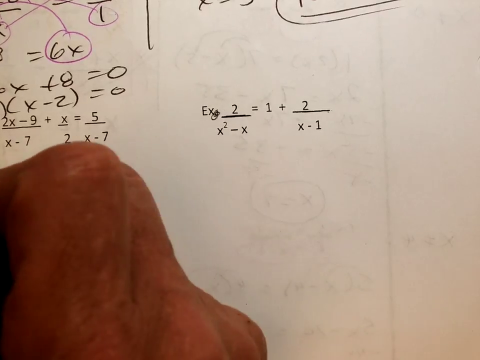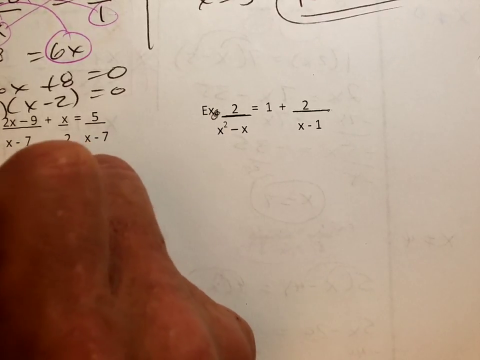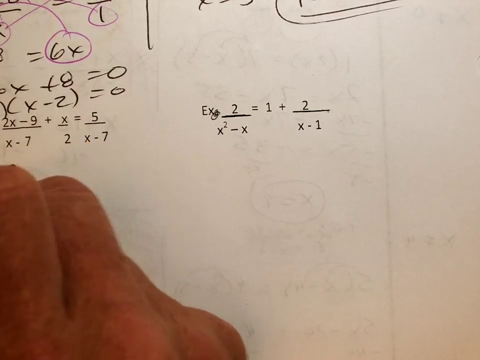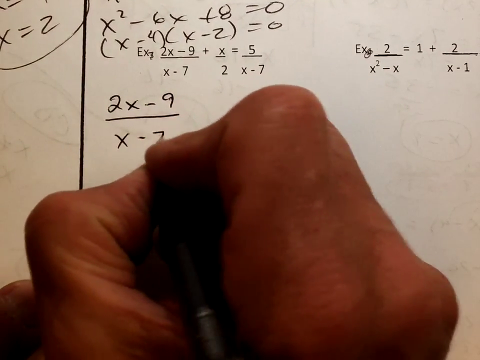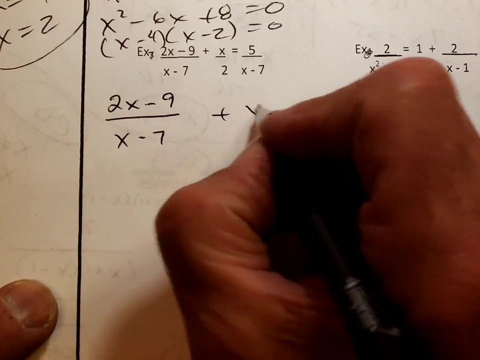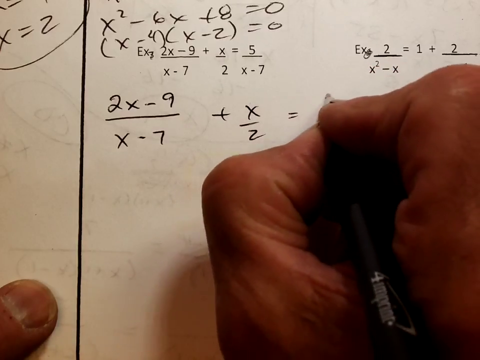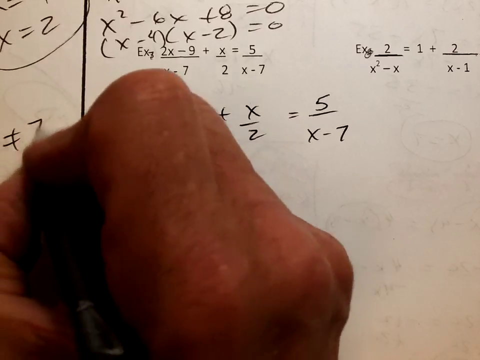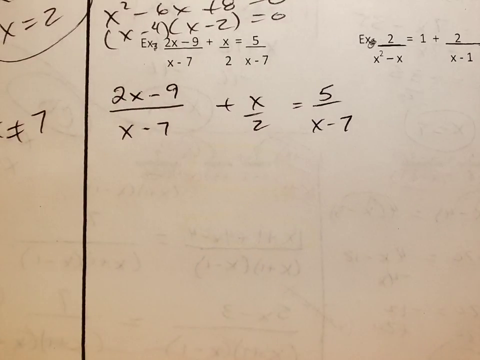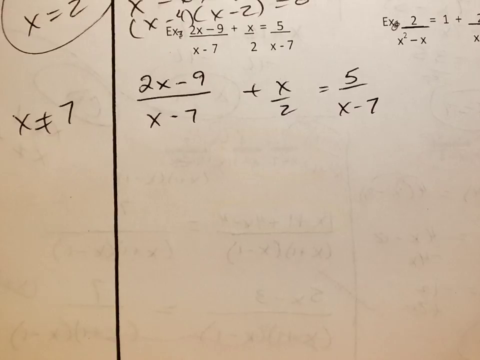All right, I'm going to rewrite this because I can't hardly see it. 2x minus 9, plus x over 2, equals 5 over x minus 7. So one thing I know for sure, x cannot equal 7. Everybody agree with that? X cannot equal 7? Okay, let's get a common denominator here.